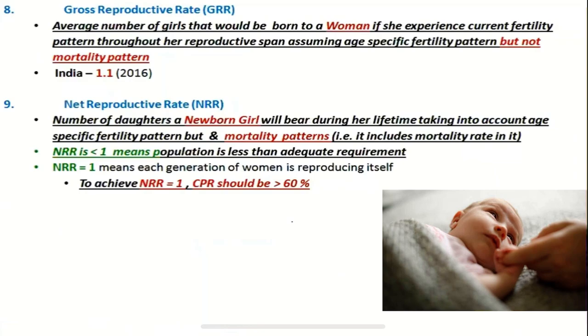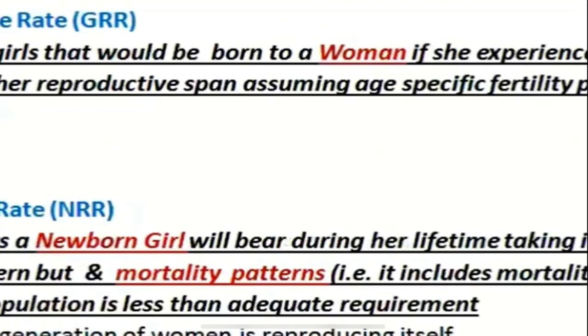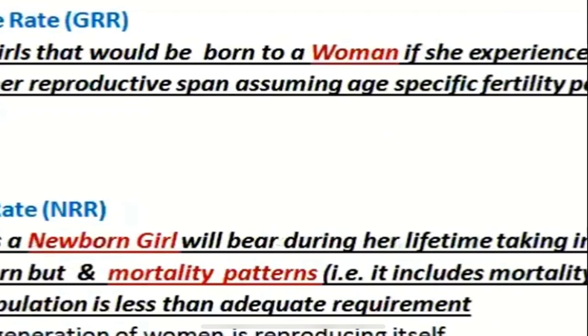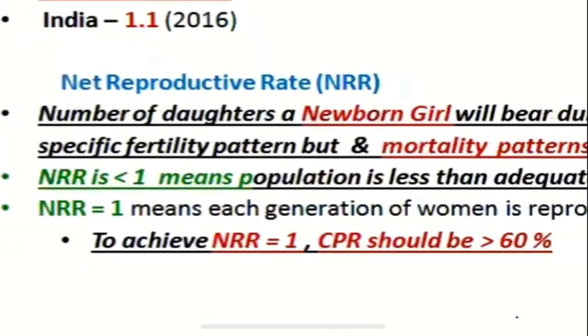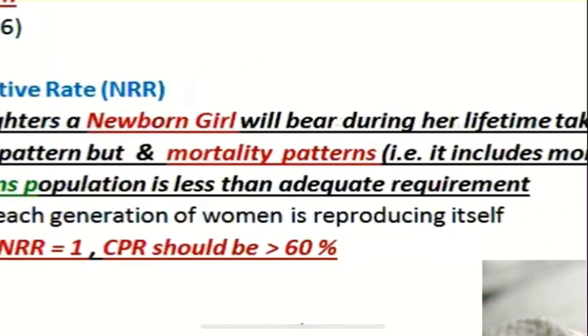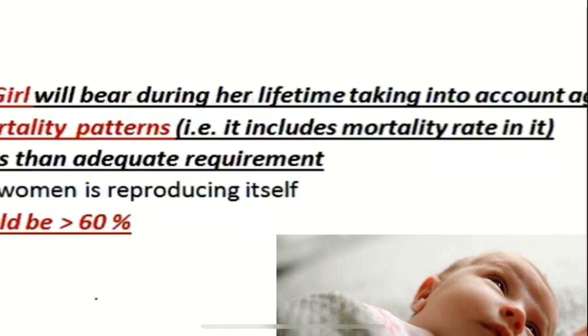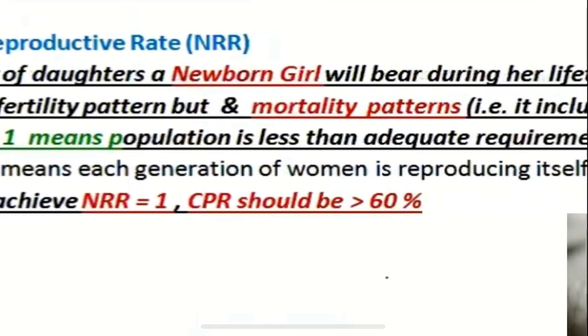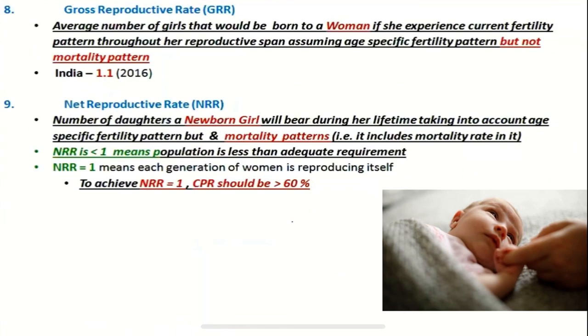The number of daughters a newborn girl will bear during her lifetime, taking into account the age-specific fertility pattern and mortality patterns. It includes the mortality rates in it. So what do they mean by this? Here the total number of girls that would be born to a woman. Here they are saying the number of daughters which will be born to a newborn baby during her lifetime. They are taking into account the fertility pattern. Also the mortality pattern is considered here.